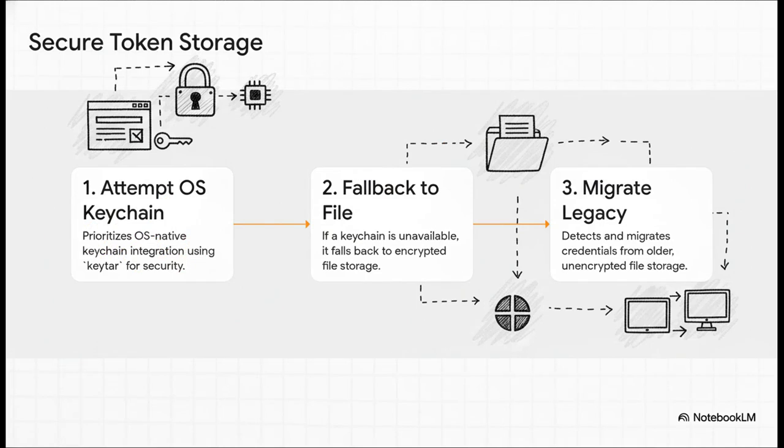Secure token storage is managed with a very clear hierarchy. The system always tries to use the most secure method available. First, it attempts to use the native OS keychain through the keytar library. If that's not available, it falls back to a securely encrypted file. It also has a built-in migration path to upgrade credentials from any older, unencrypted storage that might exist.